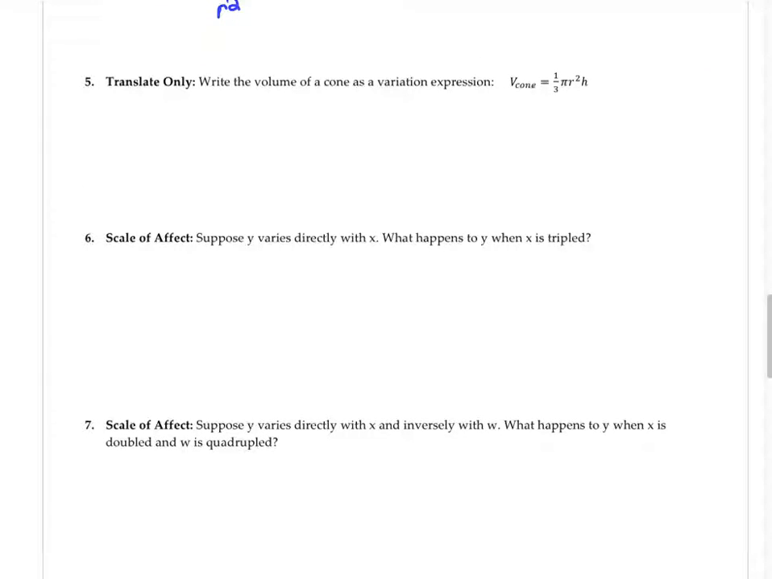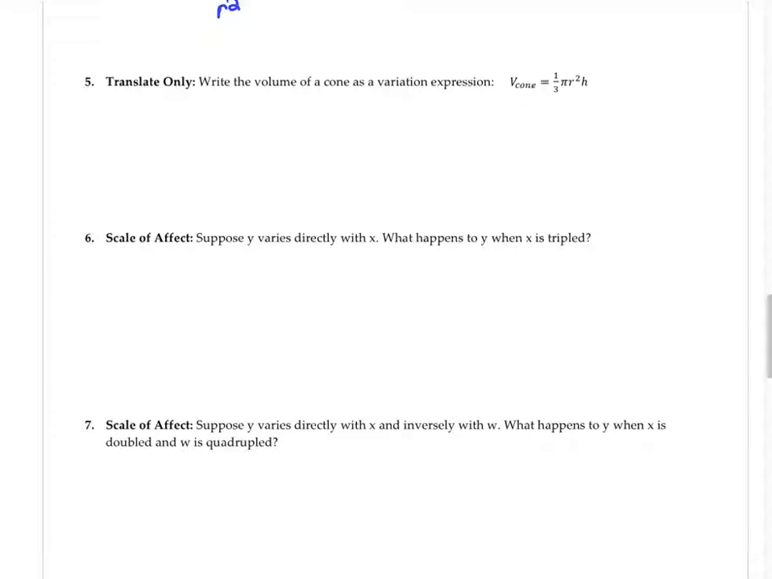Let's do another one where we translate only. This time it's geometry. So we're going to write the volume of a cone as a variation expression. So if you've had geometry, you should know this formula. If you haven't, then here it is. But this time we're going to go backwards and we're going to write it down. So how do we describe that in words?